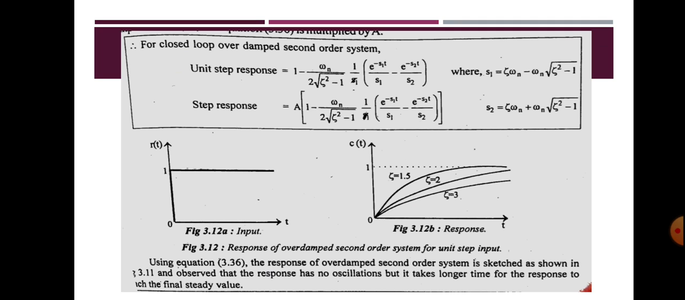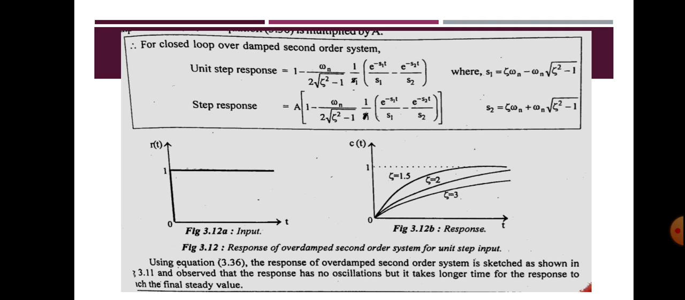And here we can see that in the case of overdamped second order systems, once we draw the response, we can find that there are no oscillations in the response, but the amplitude of the response is lesser compared to the previous case. That means the response has no oscillations, but it takes a long time for the response to reach the final steady state value.